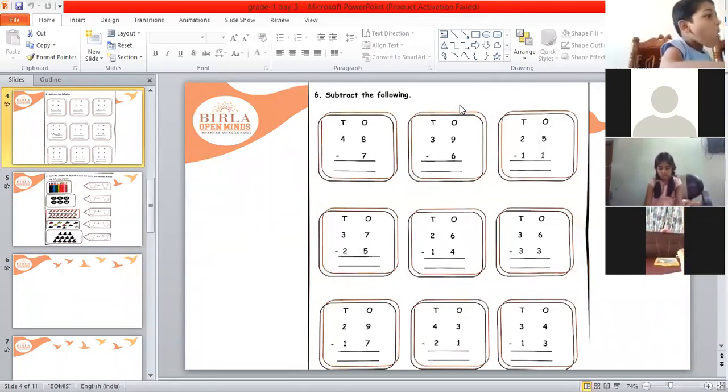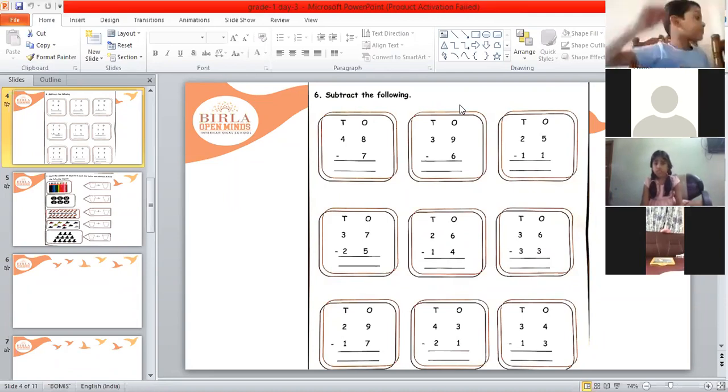Okay, so this is now how you will subtract. First you will subtract a 1-digit number from a 2-digit number. This we did just now. And then you will subtract a 2-digit number from a 2-digit number. And yesterday I explained to you what is a 2-digit number and what is a 1-digit number, right? Okay, so our first question is 48 minus 7.